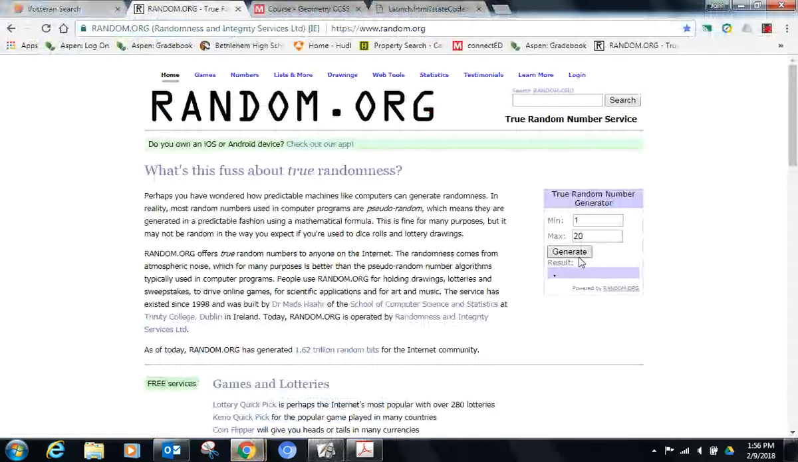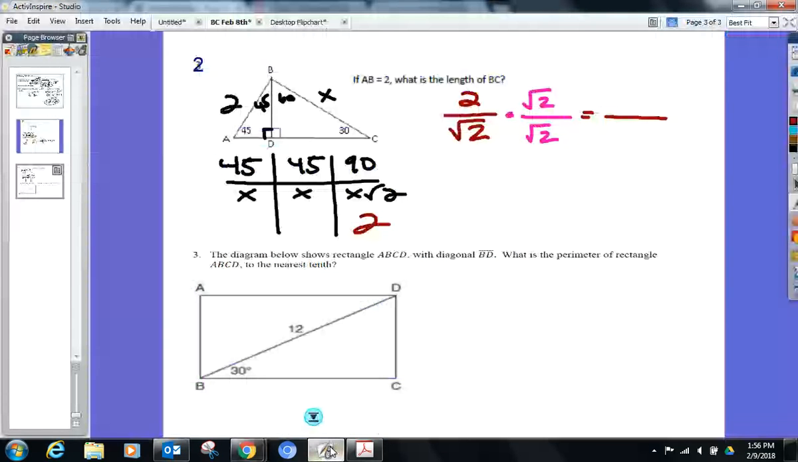All right, let's hear from somebody here. Number 12, what's on top now? 2 radical 2. And on the bottom? 2. Yep. Simplify anything for me there? Radical 2. Just radical 2, yep. So the sides across from the 45s are radical 2. Perfect.